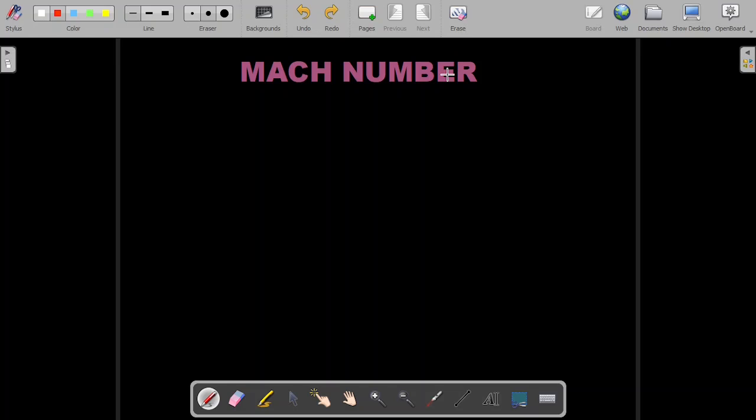Today's topic of discussion, as you can see, is Mach number. So Mach number, a little bit of history. It was coined by an Austrian professor. His name was Ernst Mach, and in 1893 he published one book, Science of Mechanics. In that he told about the relation between the speed of sound and the velocity of the object, and he told about the significance of the Mach. I'll just write Ernst Mach. So this is about the history part.